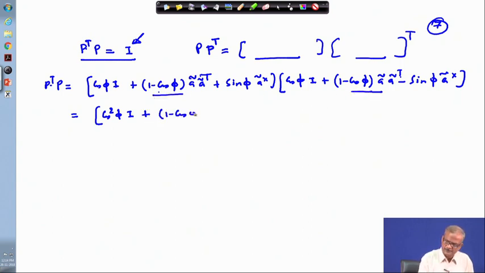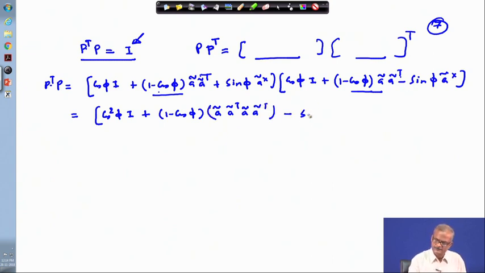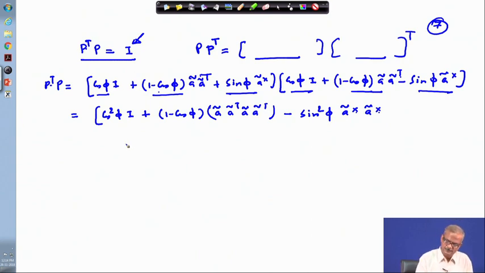So, 1 minus cos phi times A tilde transpose A tilde times A tilde transpose. And here this gives us minus sin square phi A tilde cross times A tilde cross. So, these are the corresponding three terms we have multiplied, then we need to do the cross terms also. That will be cos phi times 1 minus cos phi times A tilde transpose, this term and this term. Similarly, this term needs to be multiplied by this one.